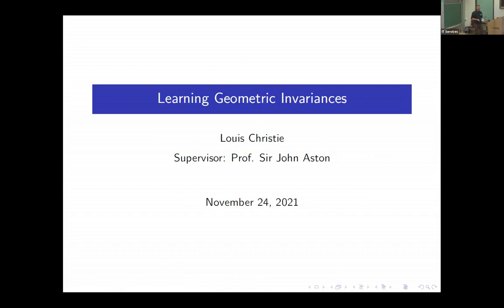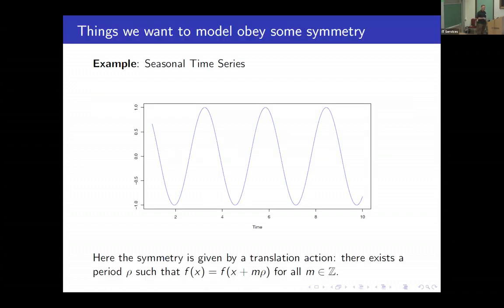I'm going to be talking about learning symmetries from data sets. The idea is that lots of things we want to model obey some kind of symmetry. A really simple example is seasonal time series. We know that if we translate our function along by any integer multiple of the period, we're going to end up with the same function.